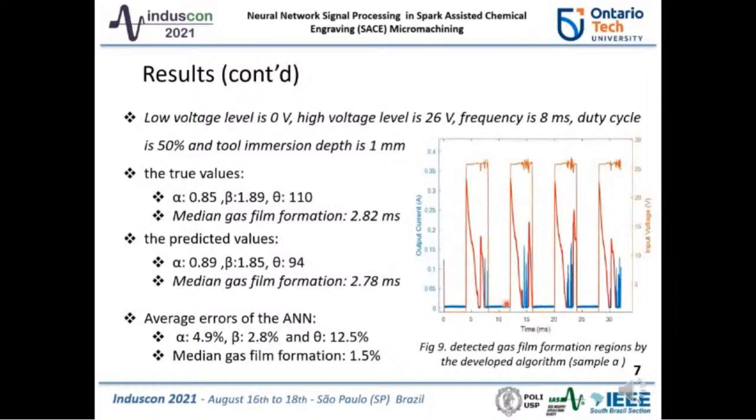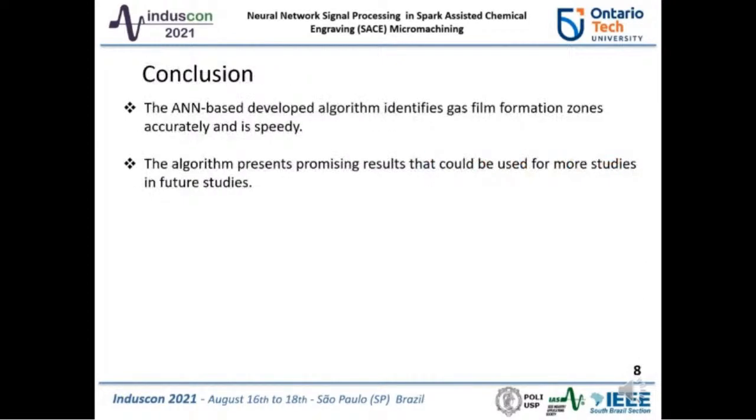Figure 9 shows one sample of results of the ANN. Here you can see the true values and predicted values for three parameters and gas film formation time. As you can see, the average error for all parameters is acceptable. In conclusion, the developed algorithm works properly and it's speedy. It could be used for other types of input voltage of the SAKE machining.